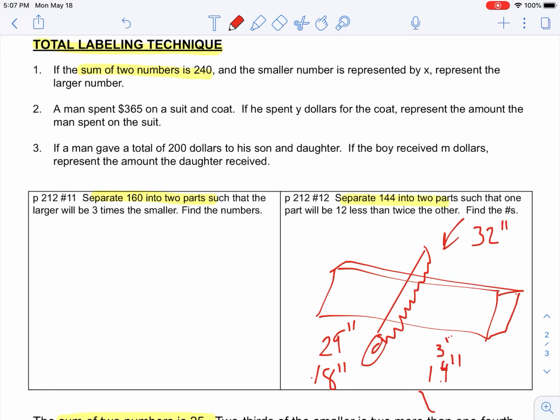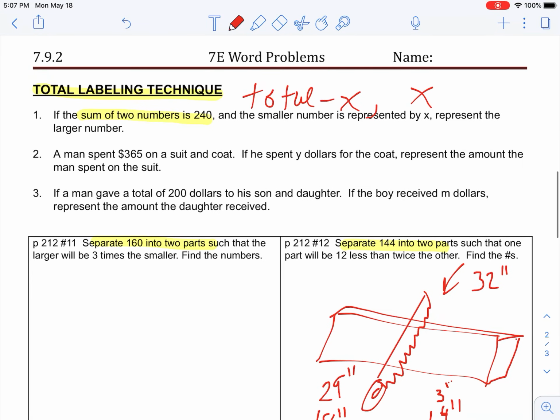So what that means is if one side is x, then the other side is going to be the total minus x, and you should write that down. Total minus x. And the other variable is going to be x. So in this case, rather than total, it's going to be 32 minus x. Okay, so let's practice that.